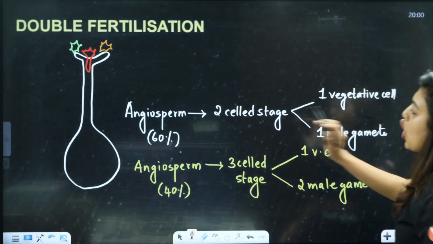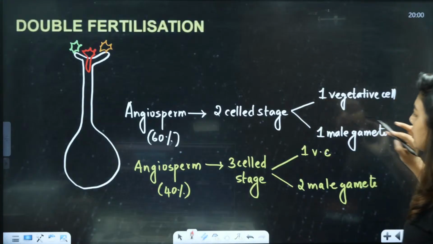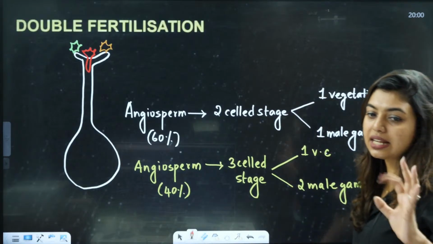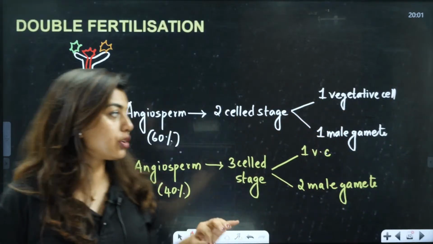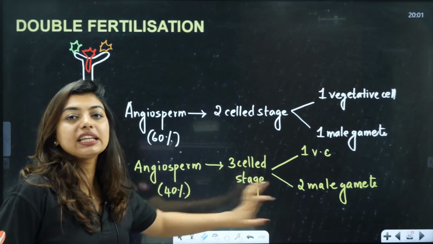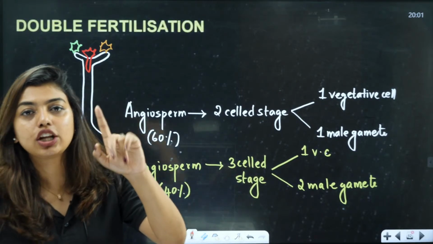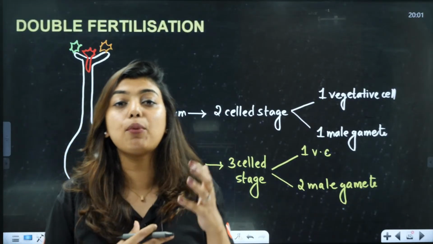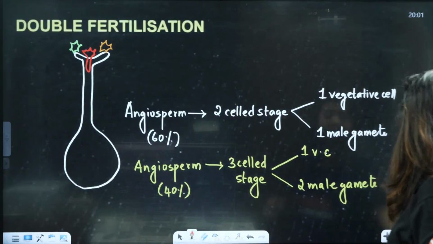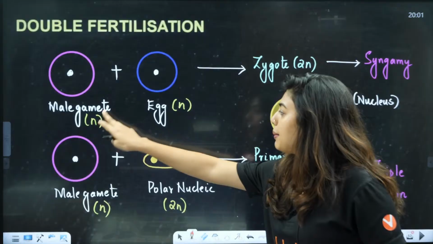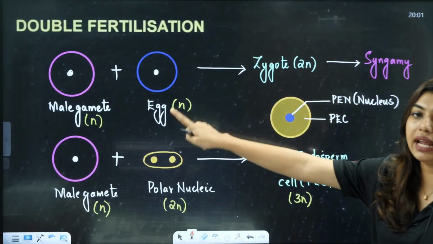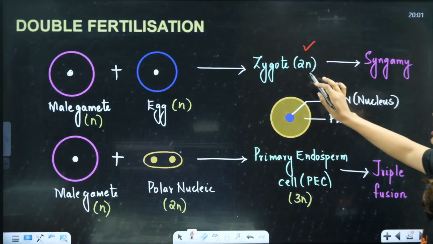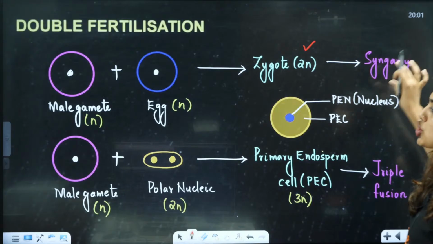Now students, normally at the 2 cell stage there is one vegetative cell and one male gamete, and that male gamete goes towards the egg. But at the 3 cell stage, there is one vegetative cell and 2 male gametes. There is only one egg, so if there are 2 male gametes, there is a problem. So one male gamete will go and fuse with the egg, and it will form a zygote. The male gamete and egg are both haploid, N. It will form a zygote which is diploid. This formation is called syngamy.